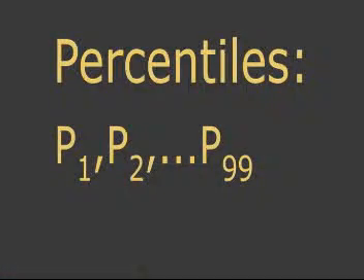Percentiles are values that divide a data set into 100 equal parts. Percentile is related to the term percent. Percent comes from the Latin word meaning 100. There are 99 percentiles. Write them like this.